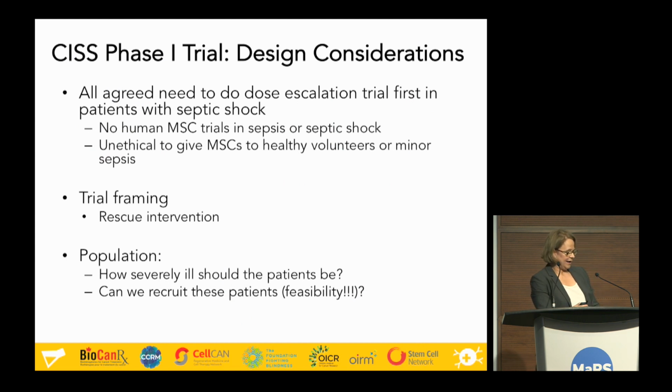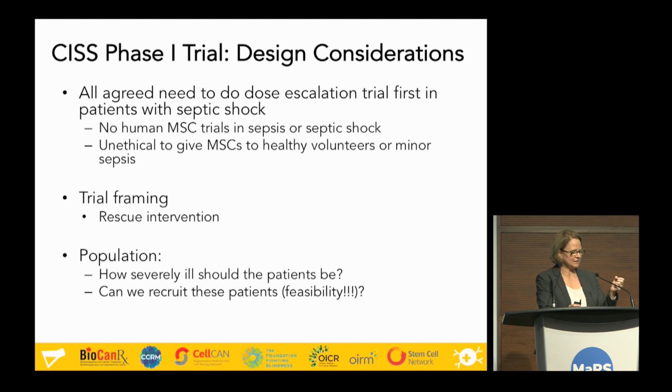So for our design, when we were first thinking about this, because these cells had never been given to any humans with septic shock, although there had been a number of trials that had given MSCs for uncontrolled as well as controlled clinical trials, we said, you know what, we need to start with a phase 1 dose escalation trial for sure. And we also said, because it was such a highly experimental intervention, there was no way we were going to give these cells to healthy volunteers, because we really didn't have any established long-term safety profile. So we said we need to go with patients that actually have septic shock.